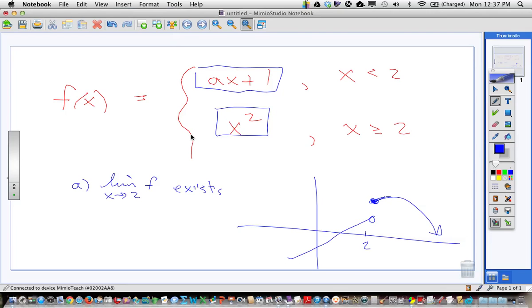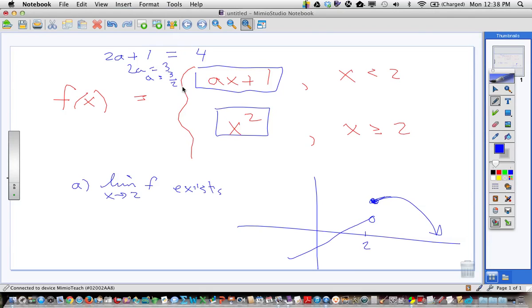So what do you do? You plug a 2 in for x, which on this one would be 2a plus 1, and on this one would be 4, and those two have to be equal to each other. It's that simple. That's all you do. But, I mean, you had to understand what they're asking. So for the limit to exist, the two y values there had to be the same when x was 2. So we plug the 2 in for x, we subtract a 1, okay? A would have to equal 3 halves.